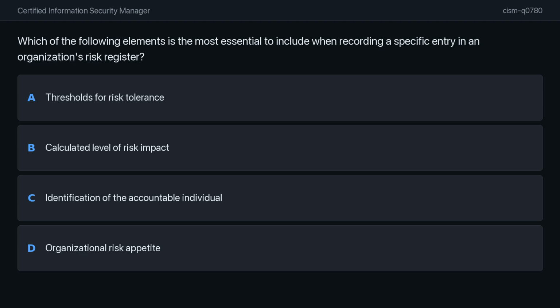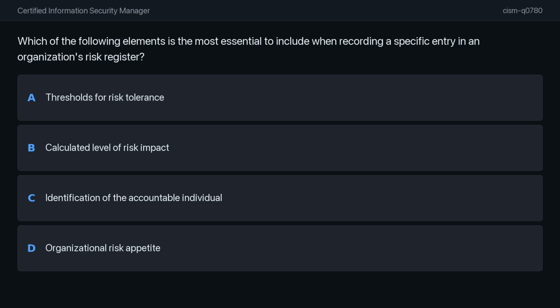All right, students, the key phrase here is most essential. Let's look through each option. Option A, thresholds for risk tolerance, is a good component, but it's not always present. Option B, calculated level of risk impact. This is fundamental. When recording a risk, we need to understand how much of an impact it has.